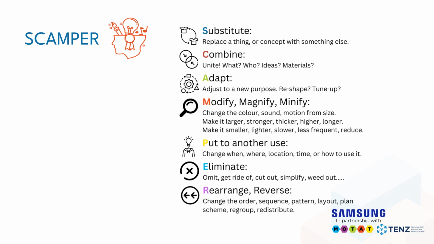You can eliminate, so you may have some features on there which you think, oh, these are too much, or do I really need these, or did the stakeholder want these? And you could take things away. And then you can also rearrange and reverse. So if you're using patterns and layouts in your design, then you can obviously change things around. So the Scamper technique will help you to move from having one idea to having a range of conceptual designs.